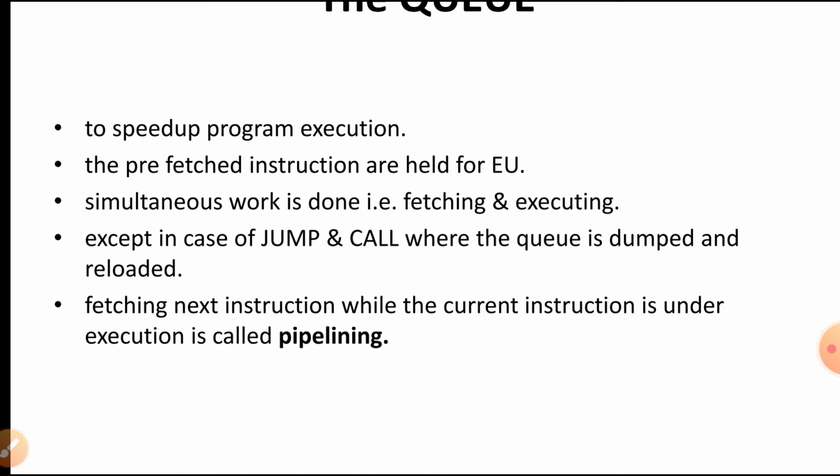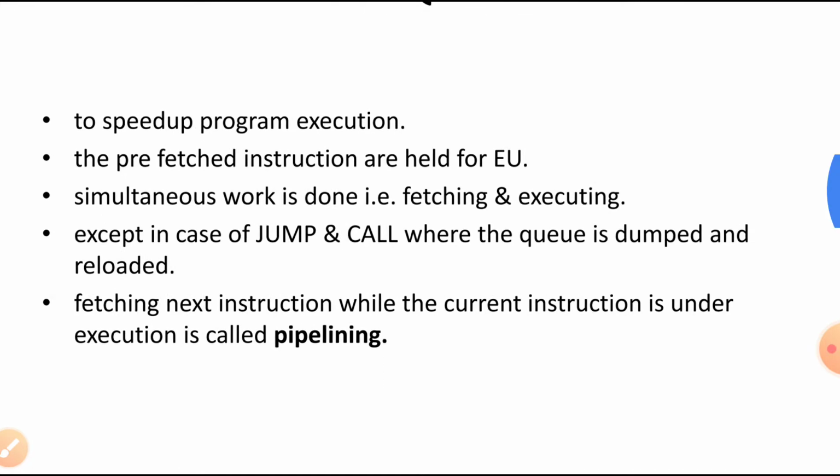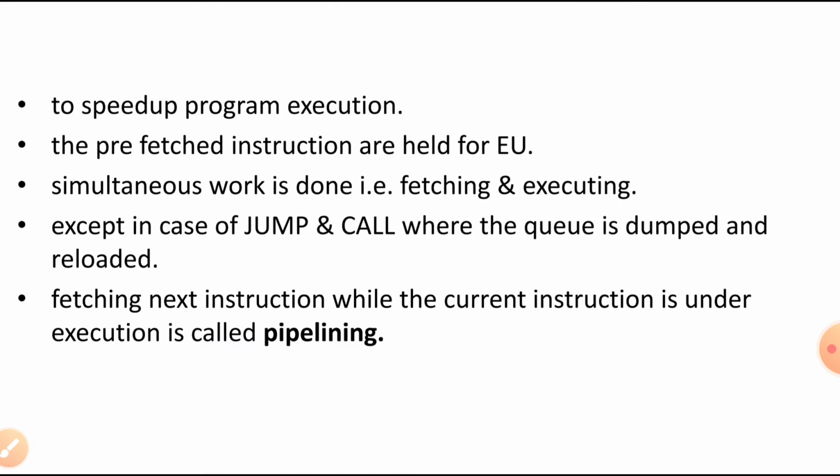Normally the prefetched instructions which are put in the queue are executed one by one, except in the case of a jump or call instruction, where the queue will be dumped and then reloaded, because whenever there is a jump or call instruction, it has to stop the sequence in which the program is being executed and shift somewhere else, defined by the address given in the jump instruction or the call instruction.